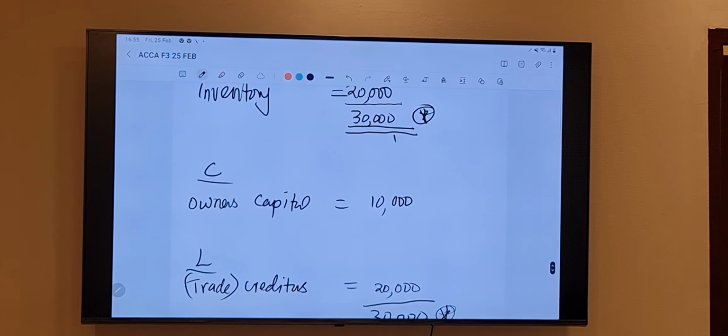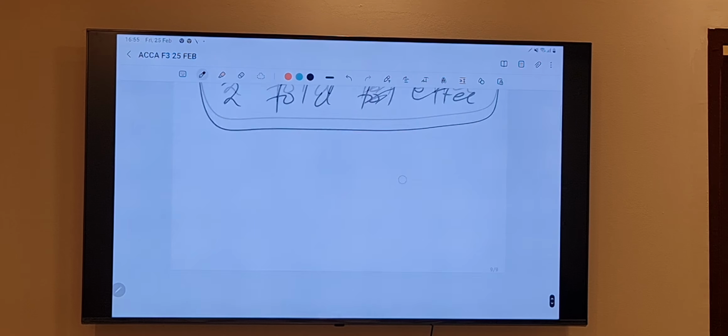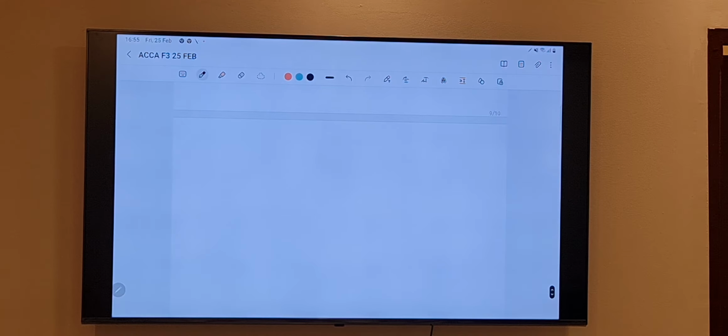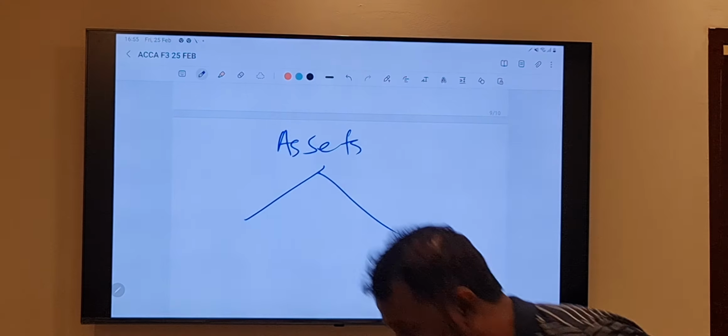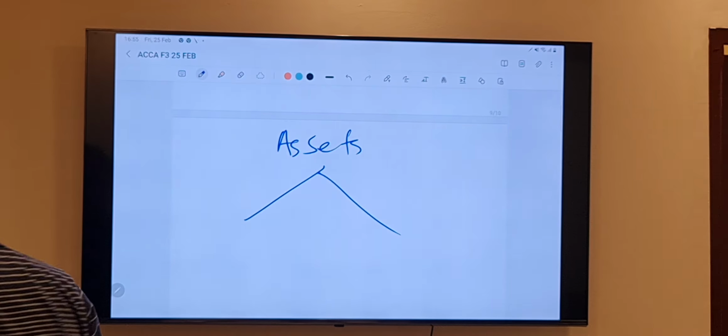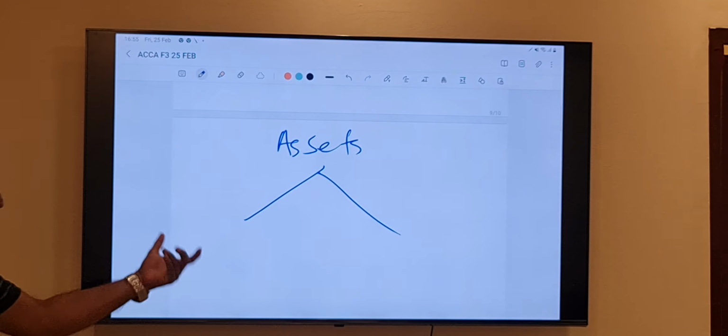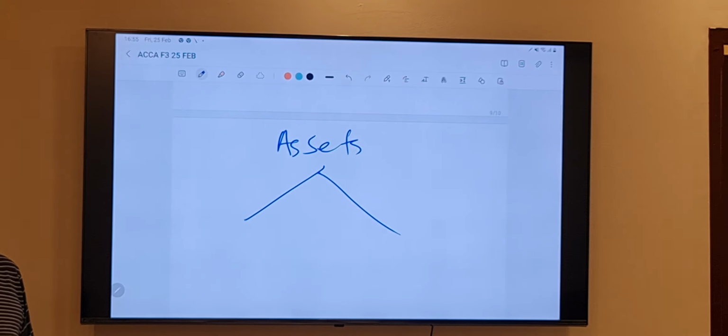Yes. Okay, now let's continue with how I will categorize the assets. Can you tell me how many types we can categorize assets? I've already written two lines, so basically it should be two. But can you tell me what those two are? Fixed asset and current asset. That's the old classification. We have a new classification now.